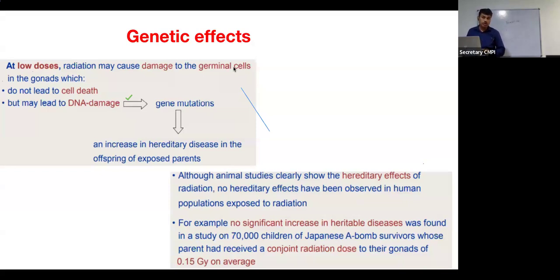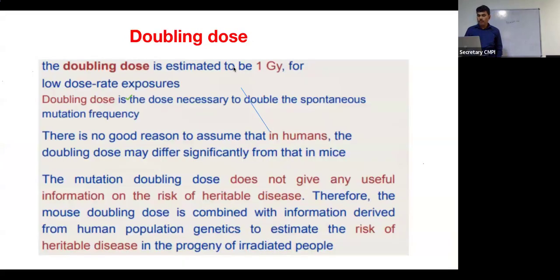But no hereditary effects have been observed in human populations exposed to radiation. We cannot ignore that, because animal studies show it, and we cannot do human studies for hereditary effects. So we need to assume the risk. There is a concept of doubling dose, DD, which you often hear in radiobiology. The value of DD is 1 gray. Again, this is estimated for mice, for animals, but they just take it for human beings. Doubling dose value is 1 gray.